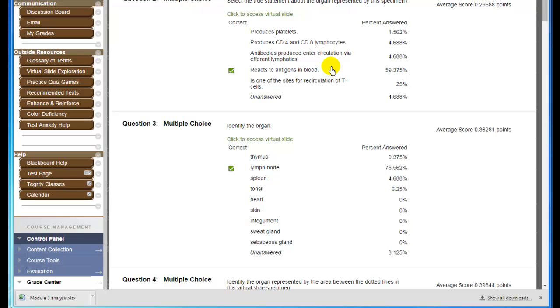Antibodies produced in circulation by way of efferent lymphatics, lymph node. Produces platelets, megakaryocytes in bone marrow. Is one of the sites for recirculation of T lymphocytes? No, not the spleen, but in the lymph nodes. Okay, let's go to the next question.